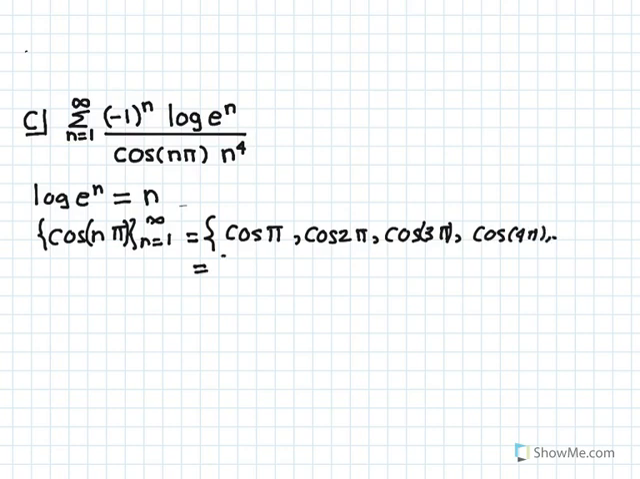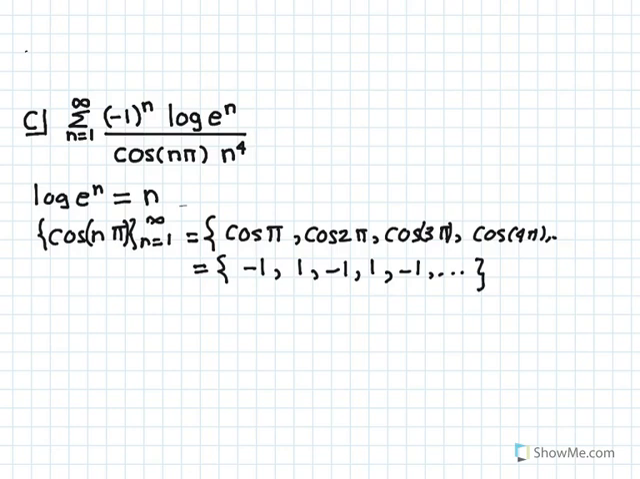Now, what is cos of pi? Cos of pi, cos of 180 degrees, that's negative 1. Cos of 2 pi, cos of 360 degrees, that's 1. Cos of 3 pi is negative 1. Cos of 4 pi, cos of any even multiple of pi would be 1, and cosine of any odd multiple of pi would be negative 1.